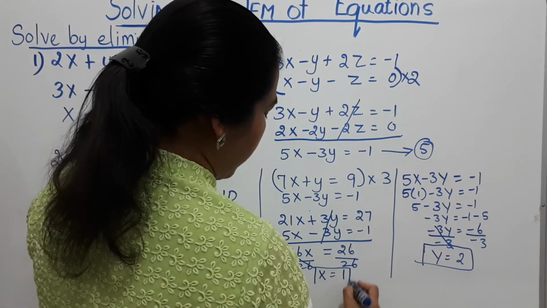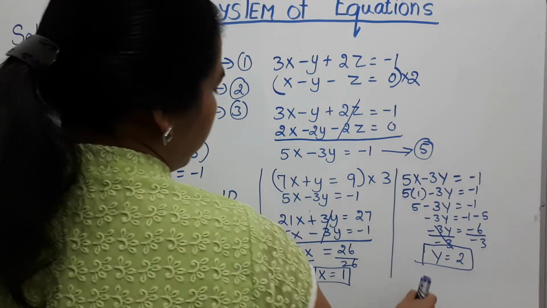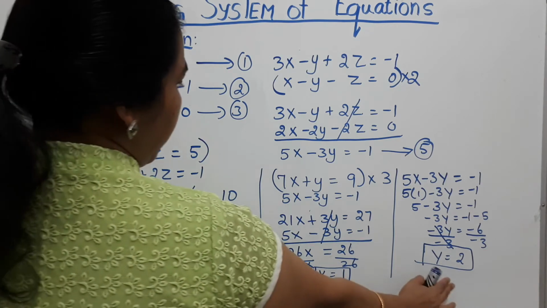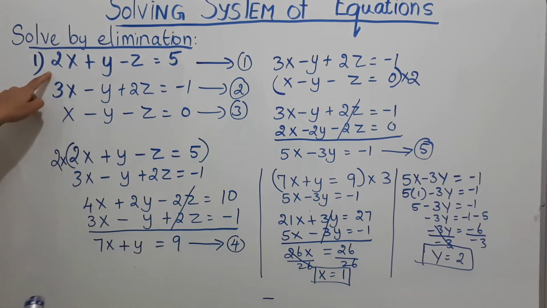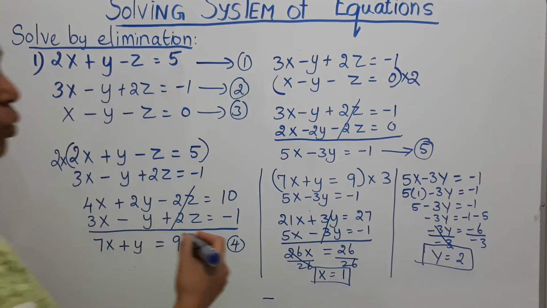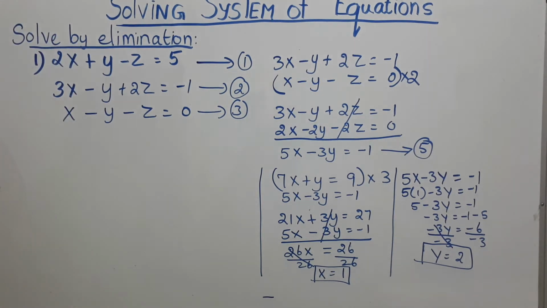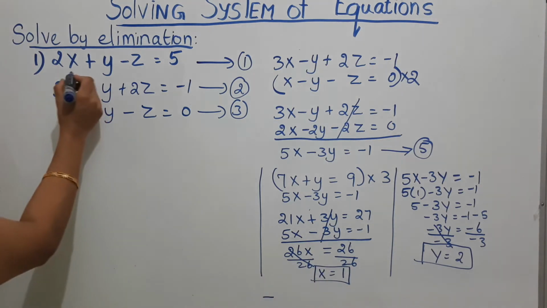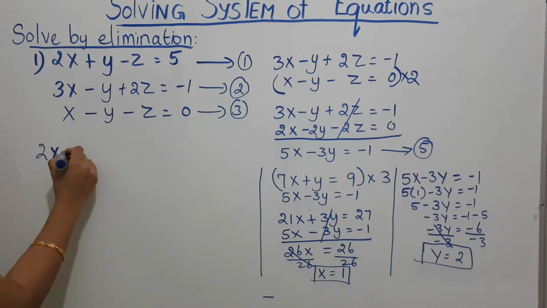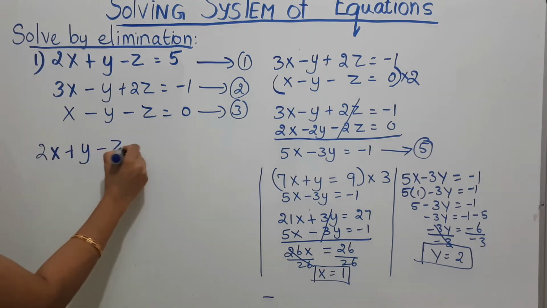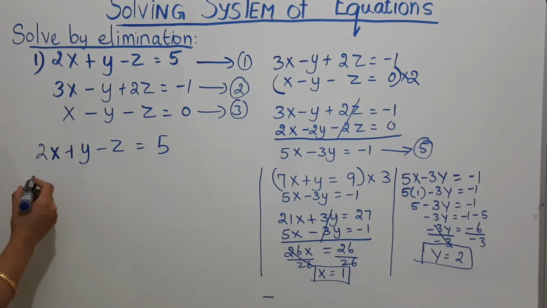Now the x and y values are known, and you have to find the value of z. To find z, you have to substitute the values of x and y in any one of the original equations, because the original equations have the z term. So I am choosing the first equation: 2x plus y minus z equals 5. The value of x is 1 and y is 2, so you can replace both values here.